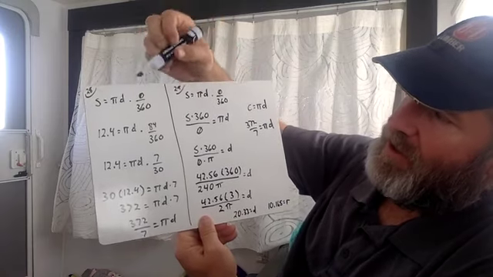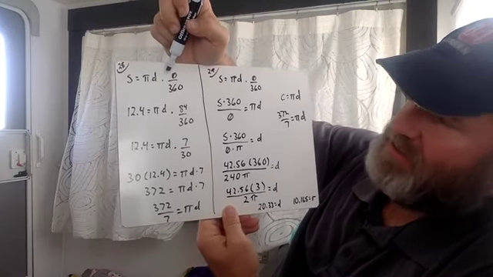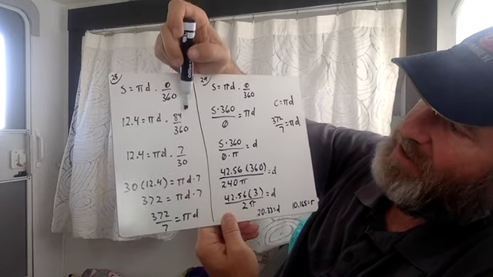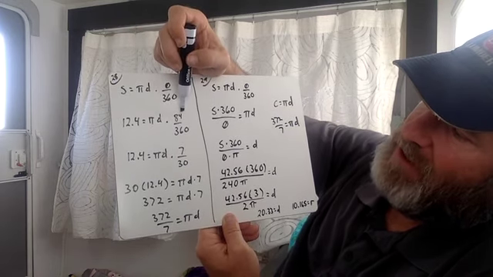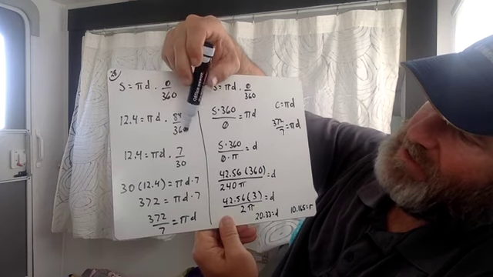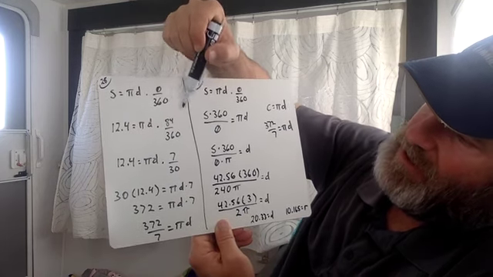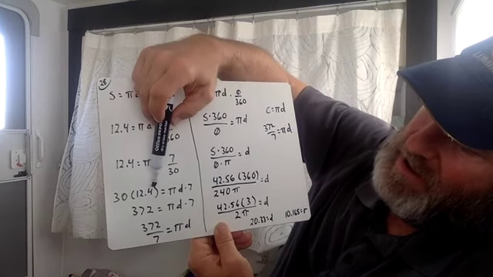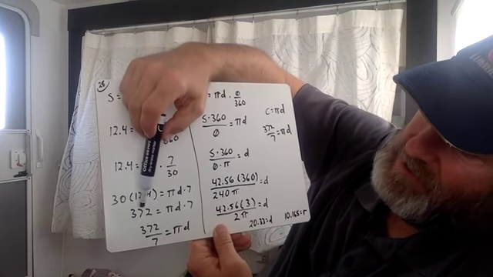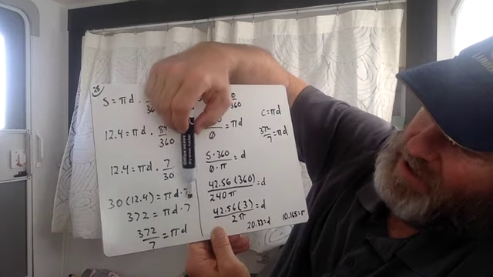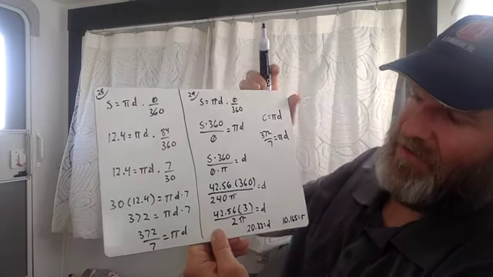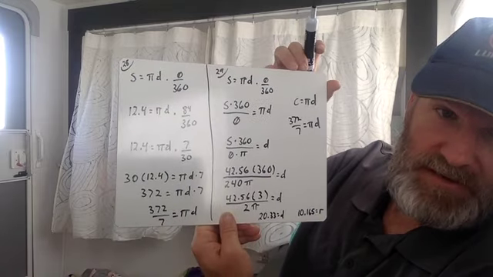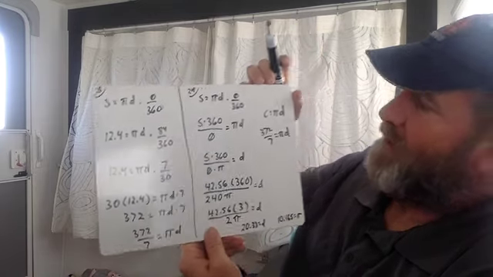So let me walk you through. Start off with your formula, substitute in the numbers that they give you on 28, which was 12.4 for S and 84 for theta. I reduced 84 over 360 to 7 over 30 because they both divide by 12. Then I multiplied 30 to the other side. 30 times 12.4 is 372. And then to get pi d by itself, I divided by 7. So we have pi d by itself. Pi d is circumference. That's what you had to find in this problem. So there you go. You're done.